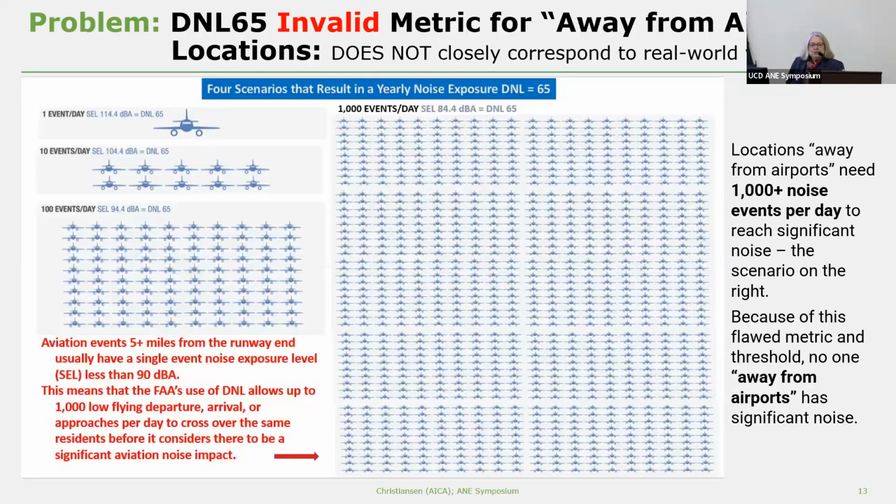You've seen this before too. This actually is something that I looked at when I was trying to figure out in some neighborhoods, can they ever reach significant noise? And once I figured out no, I thought that I must have made a mathematical mistake. I did not. For people away from the airport, there's no way that most people could ever get significant noise.